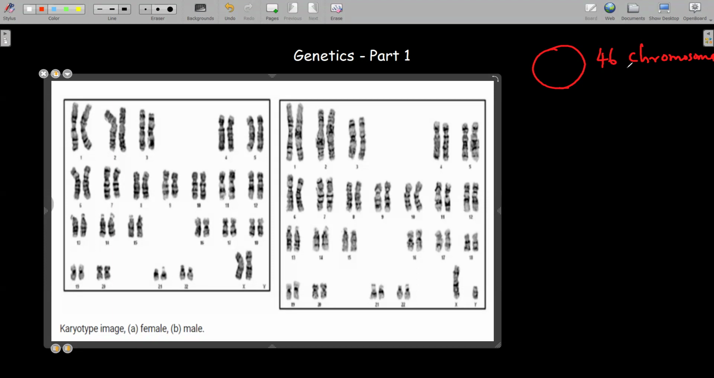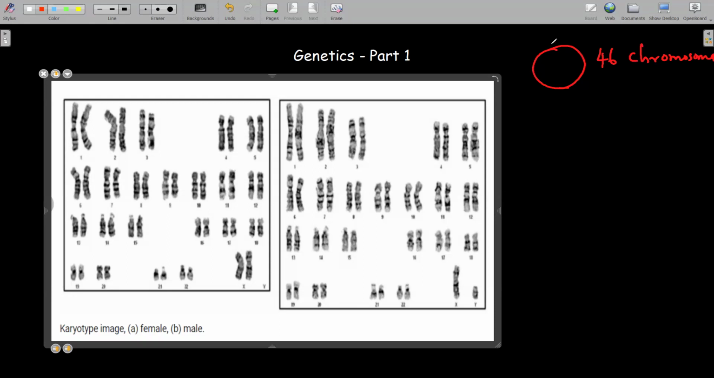So, human beings have 46 chromosomes. Only if we have 46 chromosomes are we human beings. If we have fewer than that, there are problems, there are genetic issues. Like a fruit fly has 4 chromosomes and let's say a dog has like 39 chromosomes.